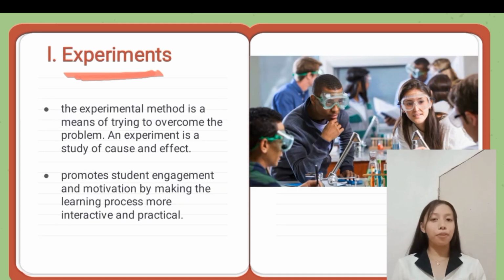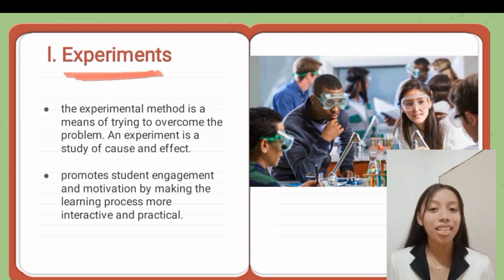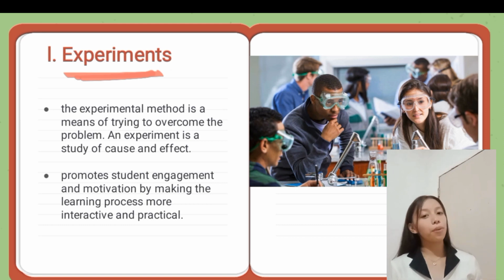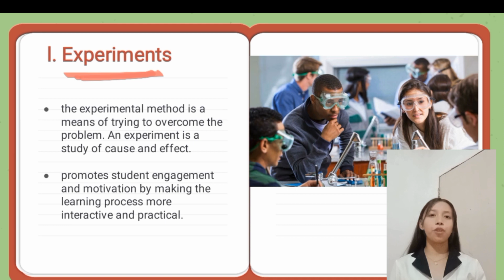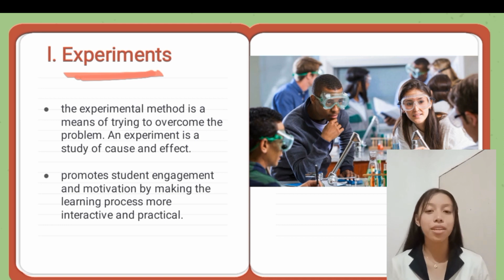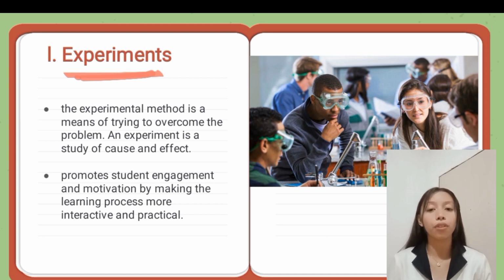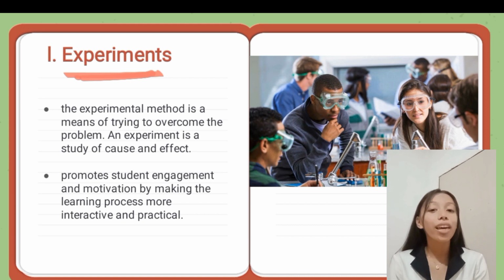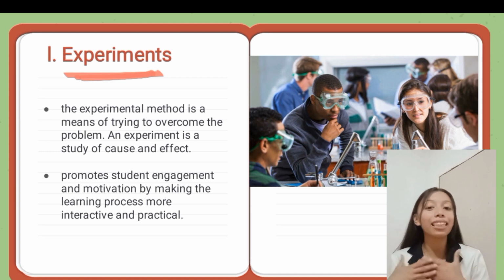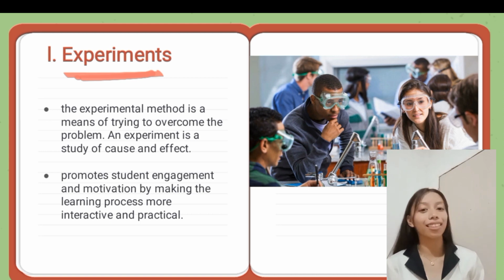Experiment is the experimental method, of course, a means of trying to overcome a problem. An experiment is a study of cause and effect. I know that you are familiar with this type of instructional strategy because way back when we were in high school, specifically in science subjects, we did a lot of experiments. In science, we used to have the science investigatory project wherein we have to find a problem and then create a product that could solve it.